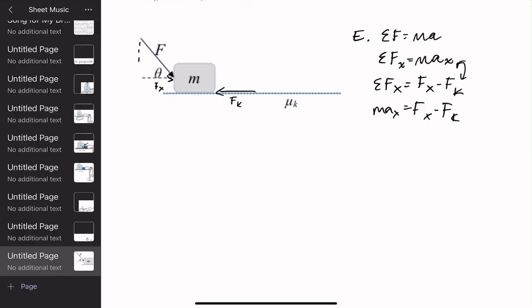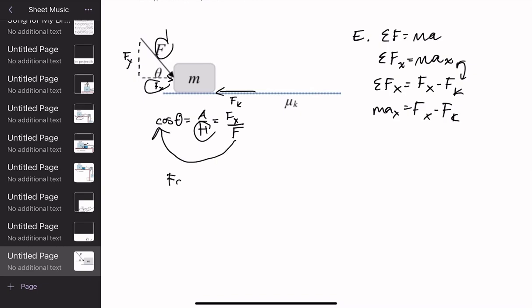Now we can expand Fx using the trig function cosine, because that's equal to adjacent over hypotenuse, and the adjacent side is Fx, and the hypotenuse is F. Since we want to solve for Fx, we're just going to multiply this up to isolate. So F cosine theta is equal to Fx. And then we're going to substitute it into there. And then we want to derive an equation for mu k for kinetic friction.